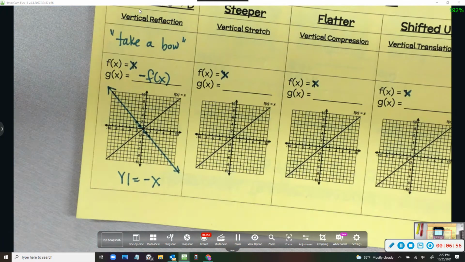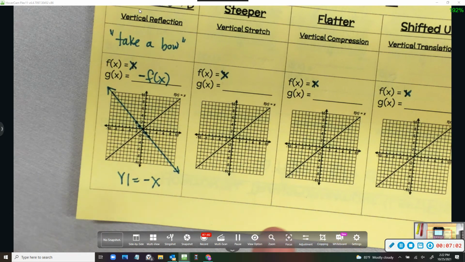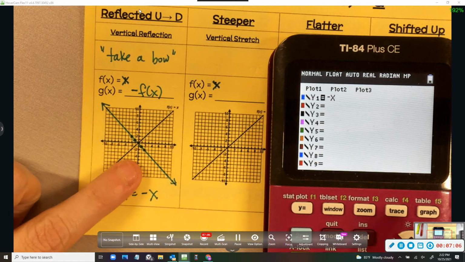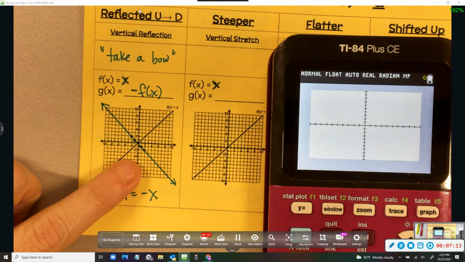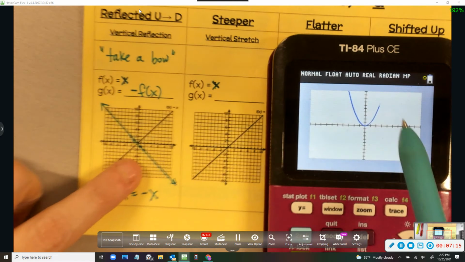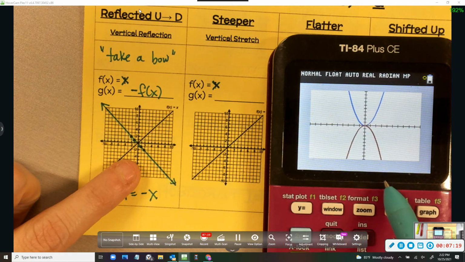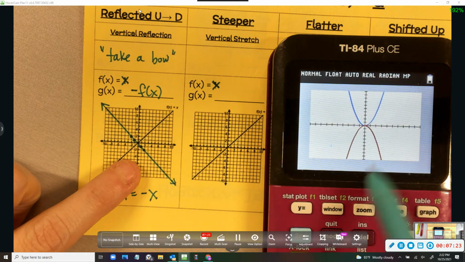Does that look reflected? How many of you are like, I guess so? Yeah, okay. And that's part of the problem with lines. When we start doing quadratic functions, it'll start to be a whole lot more obvious because you see how it's so much easier to see that this is reflected? All I did was take x squared and make it negative x squared, and that's all I did.